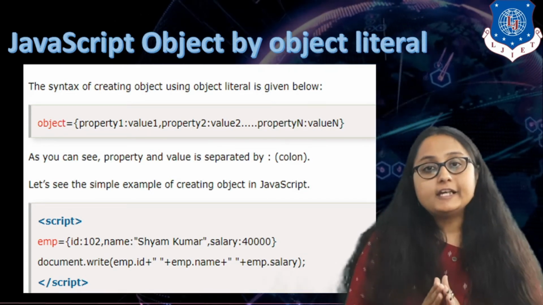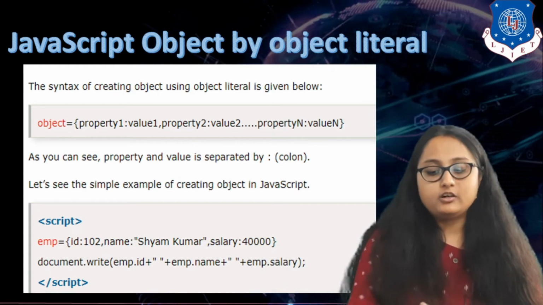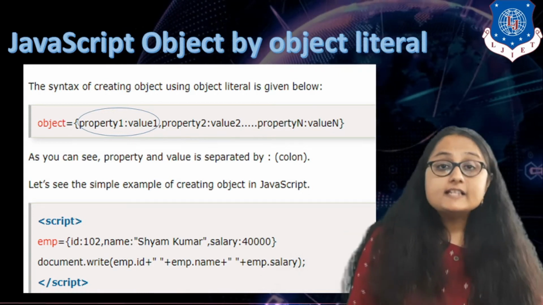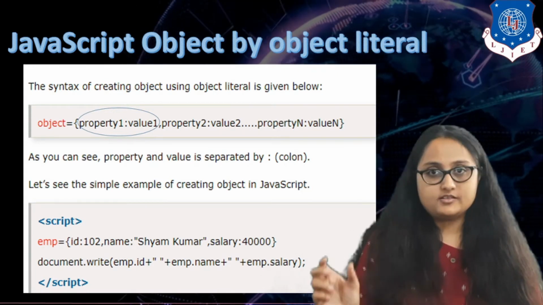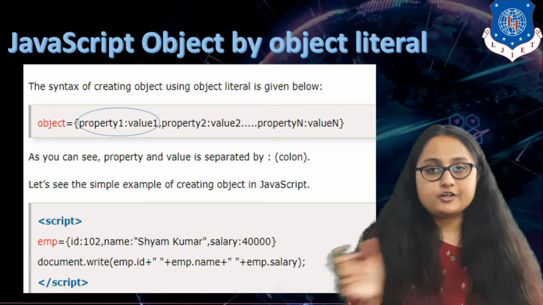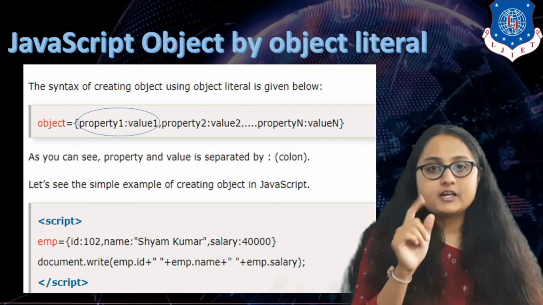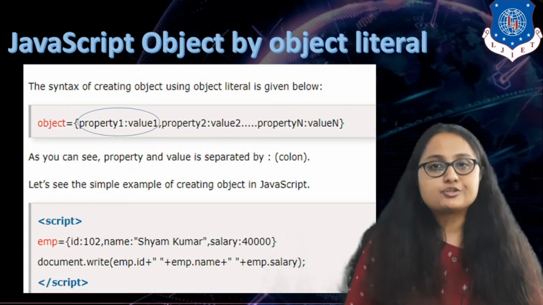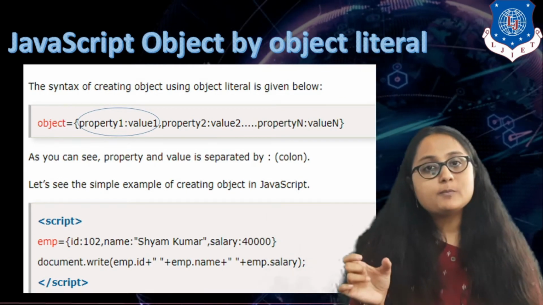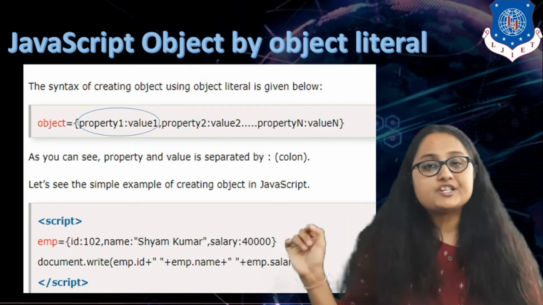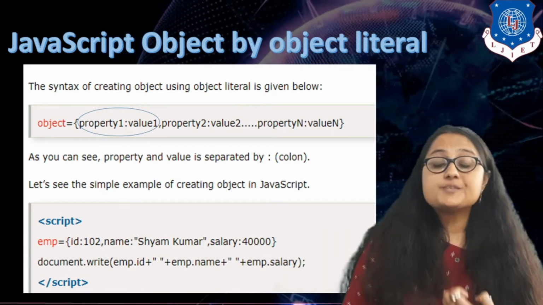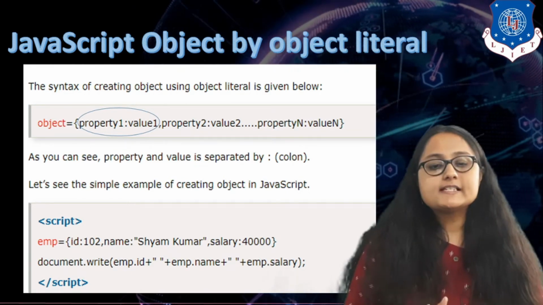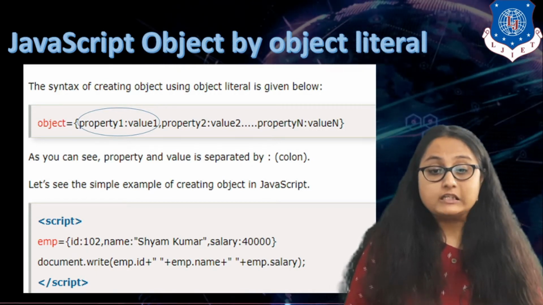If you are creating an object using this object literal method, what is the syntax? You can see that there are curly braces. Inside the curly braces I have comma separated pairs. I have highlighted the first pair. A pair consists of a property name, colon, and the value attached to that property. Comma, second property name colon property value, and so on. You may add as many properties to a particular object as you wish. So this is the basic syntax of creating an object using object literal.